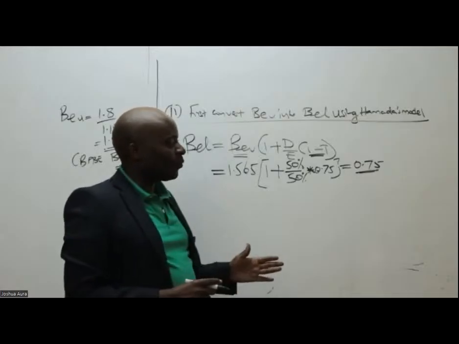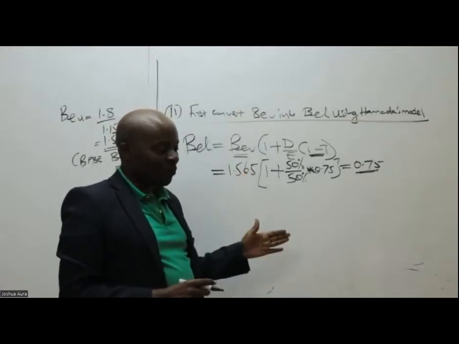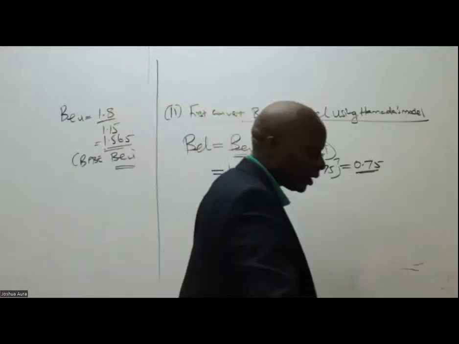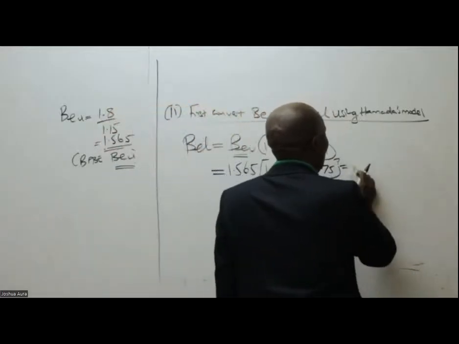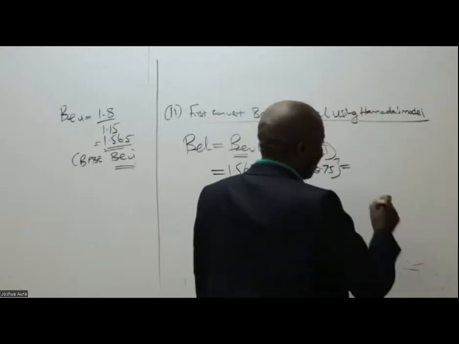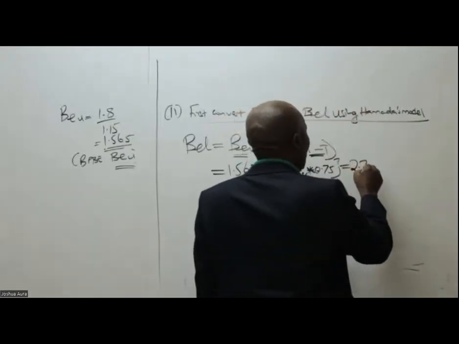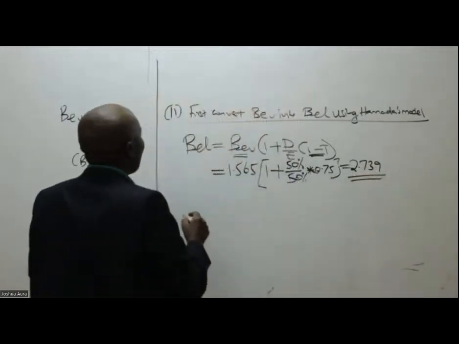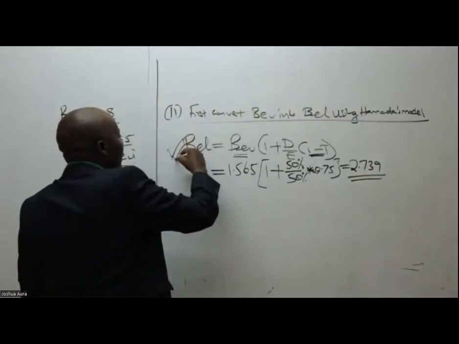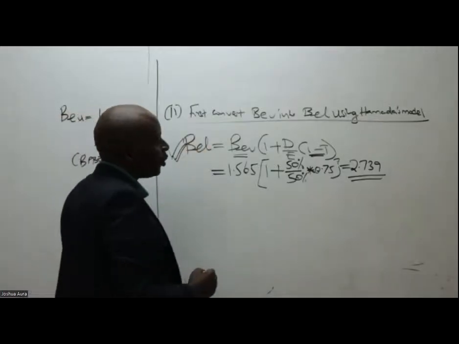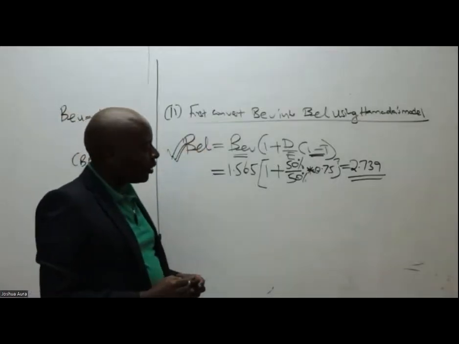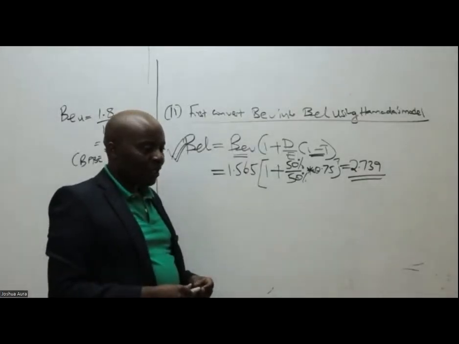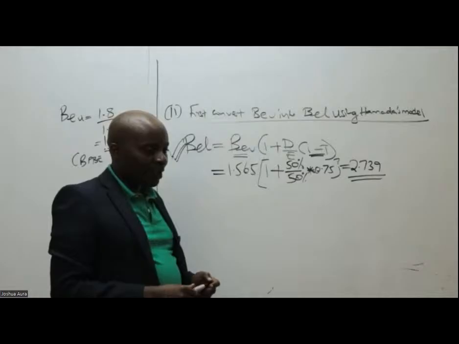So tax is 0.25, so it will be 1 minus 0.25. Now give me the proper answer to write there. 2.739. So this is 2.739. Now, having gotten this BEL, having worked this out with Hamada's model, what do you think will be the next step? Naomi is getting quite a different answer.